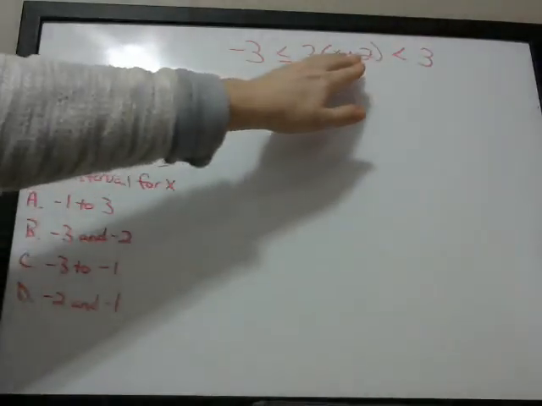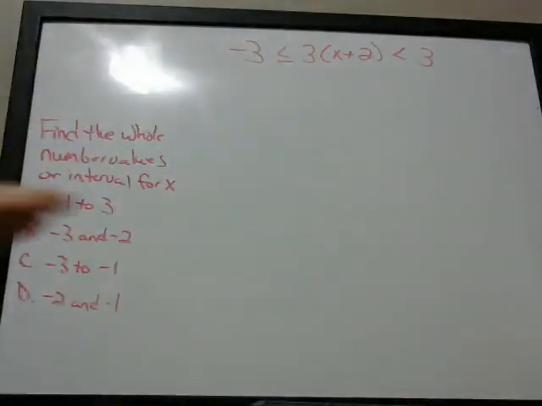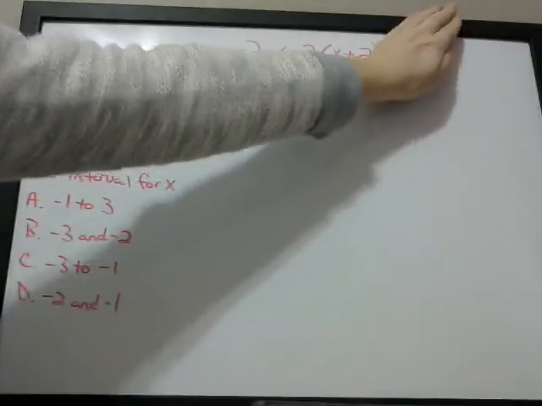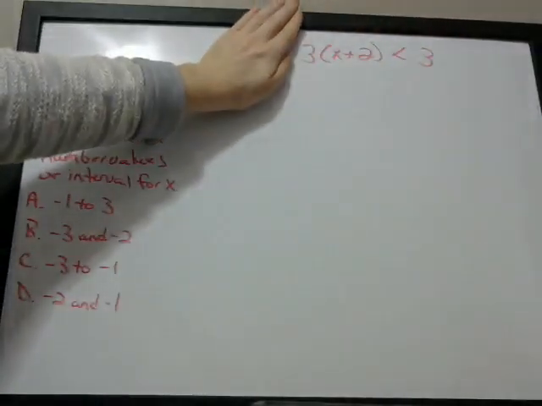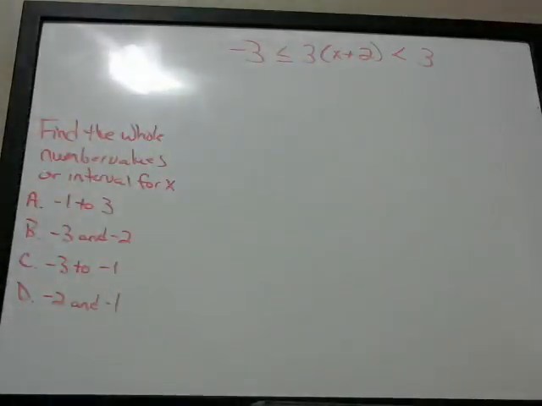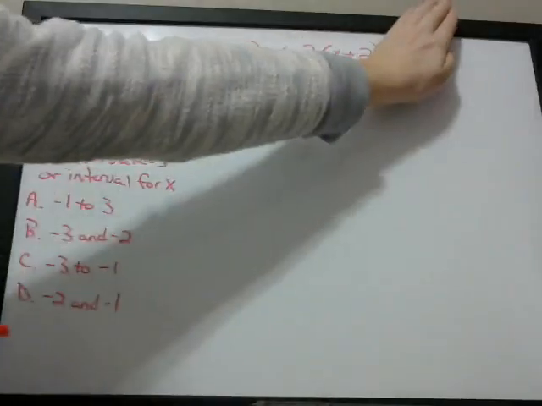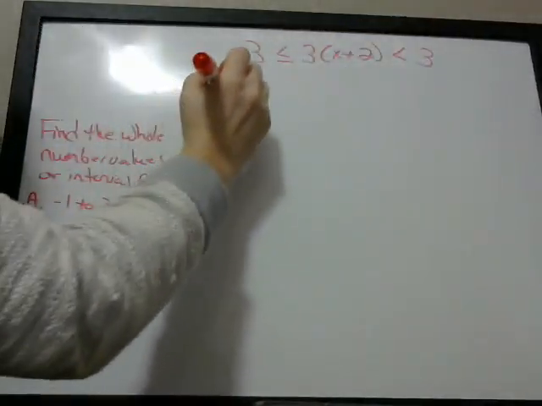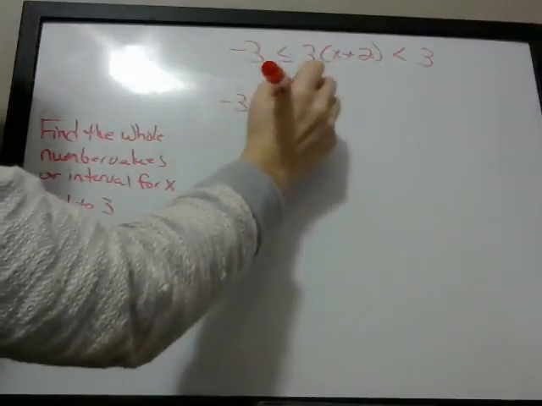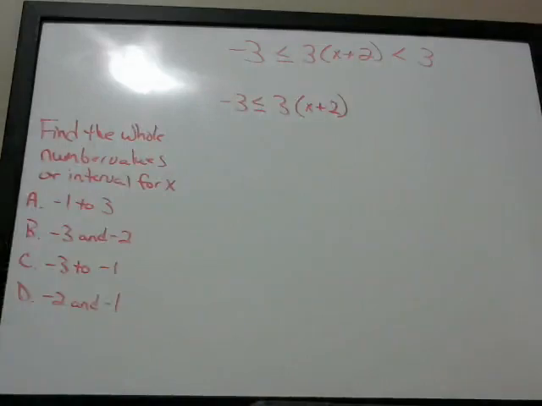So here we have x in the middle. It's bounded on each side. So we have to solve this side, and we also have to solve this side, and our value of x has to satisfy both of those. So the first thing we're going to look at is just the left-hand inequality, where we have -3 is less than or equal to 3 times x plus 2. And we're going to solve that for x.